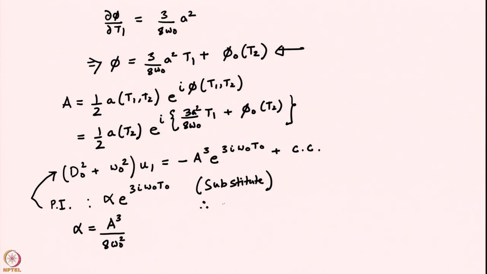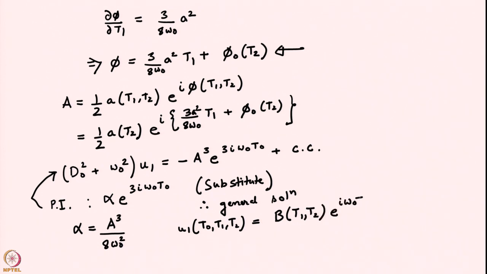Therefore, the general solution at order epsilon is u1(t0, t1, t2) equals the complementary function, some constant B which potentially depends on t1, t2, into e to the power iω0t0, plus the particular integral, which is a³ α times e to the power 3iω0t0. Alpha we have determined to be a³ by 8ω0². So this is α times that, plus complex conjugate. This is the structure of the general solution at this order.